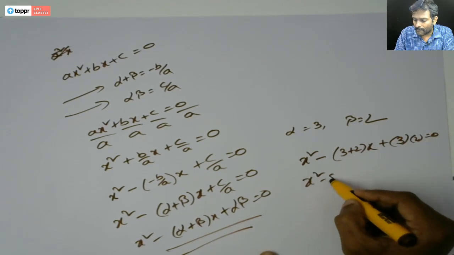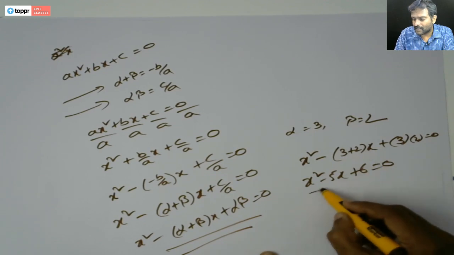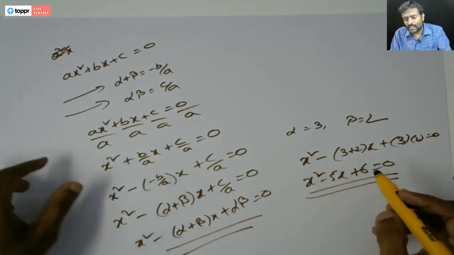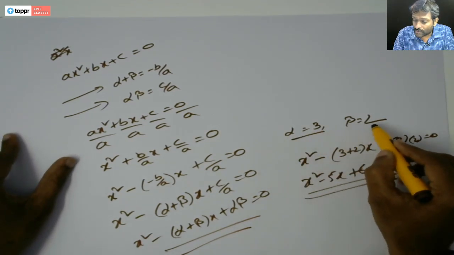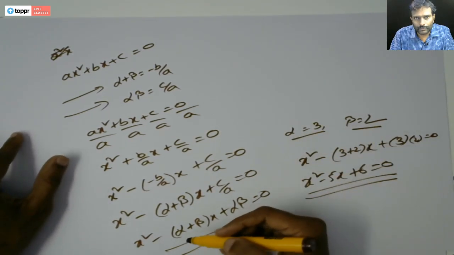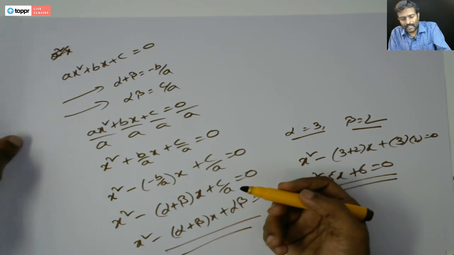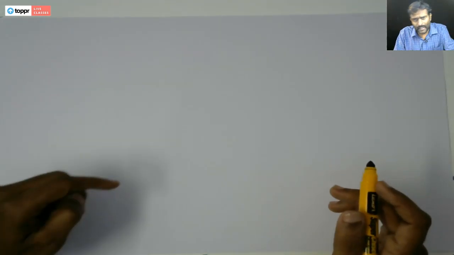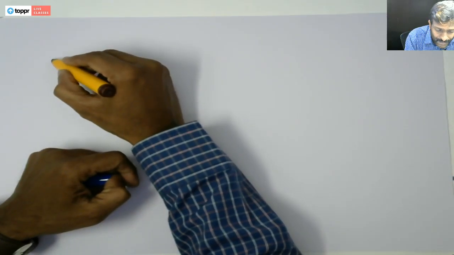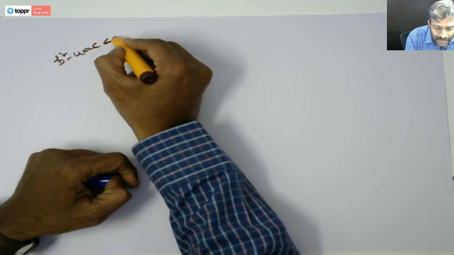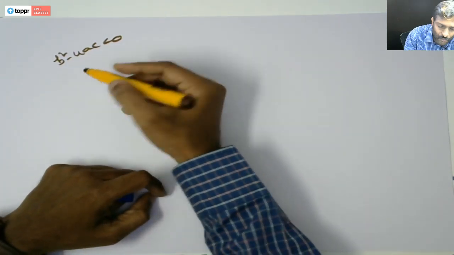Then x square minus 5x plus 6 is equal to 0 would be the equation of the quadratic that we are looking for, which has the roots 3 and 2, right? So now let us see how we can handle this in our imaginary system. Say suppose now my b square minus 4ac is less than 0, right? Now what are my roots?